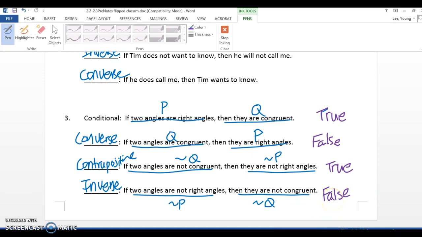So what I mentioned earlier about equivalent statements is, if you look at the conditional statement, converse, contrapositive, and inverse, the conditional and contrapositive share the same value. If the conditional is true, that means the contrapositive is true. Same thing for the converse and inverse. If the converse is false, then the inverse should be false. And that's what I mean by equivalent statements.